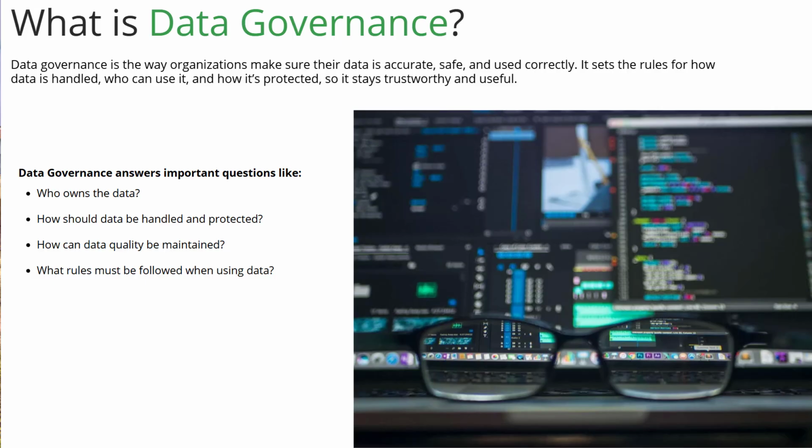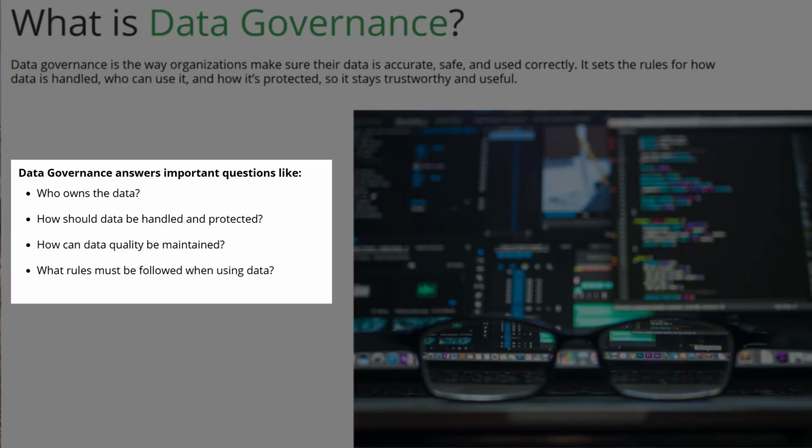So data governance is all about protecting the data and making sure that it's useful for the organization. There are four main important questions that data governance tries to answer. Who owns the data? And here we're talking about the data that resides in all the different departments and systems. We need a clear ownership of the data. How should the data be handled and protected? This is where the different procedures and rules are put into place on how the data is handled and protected.